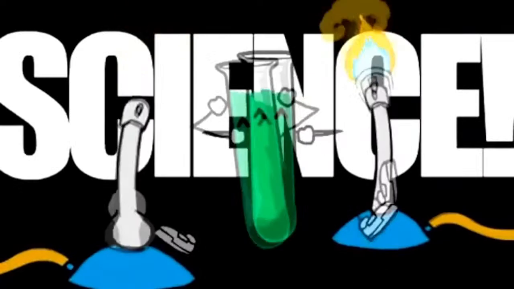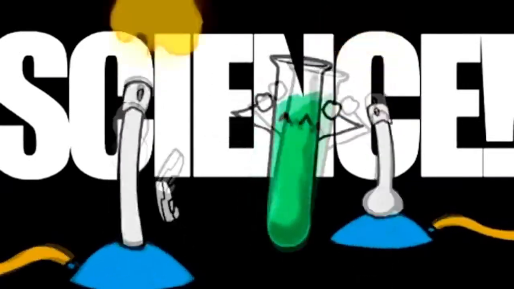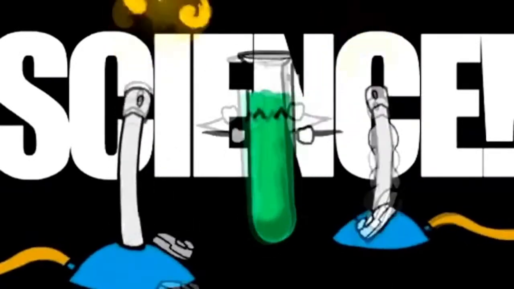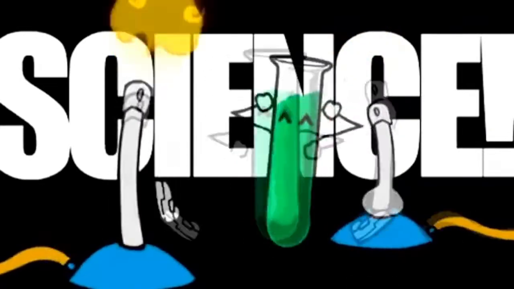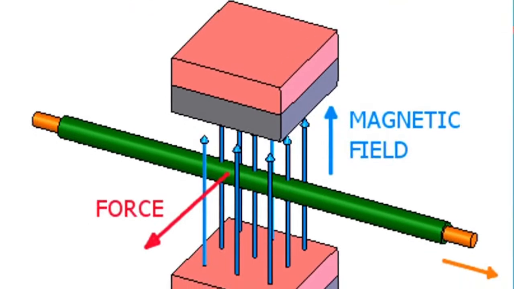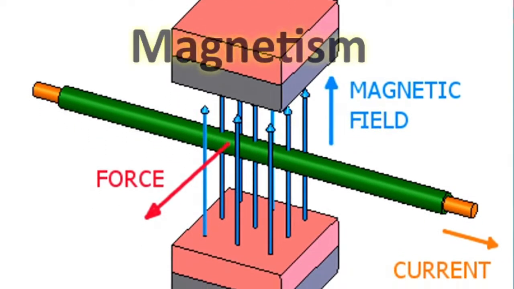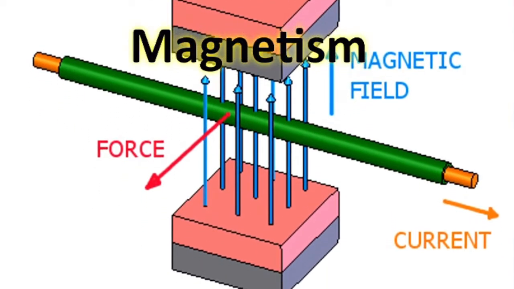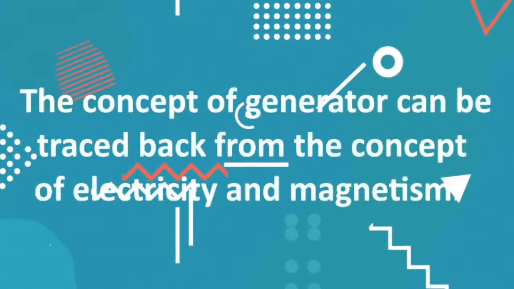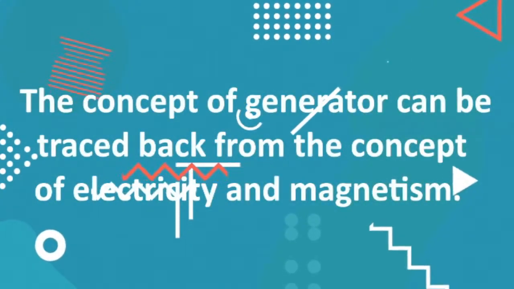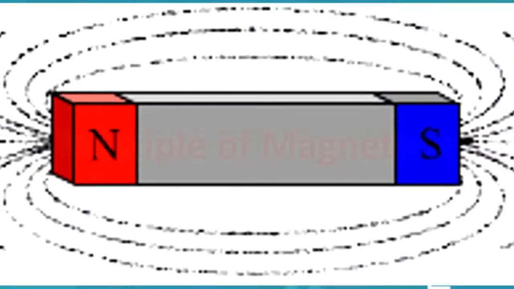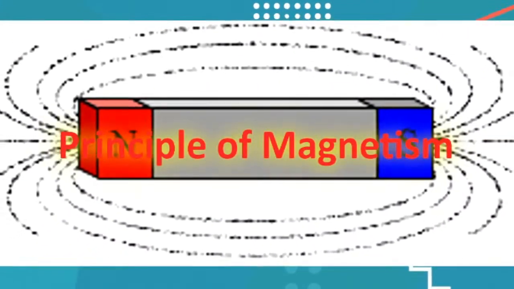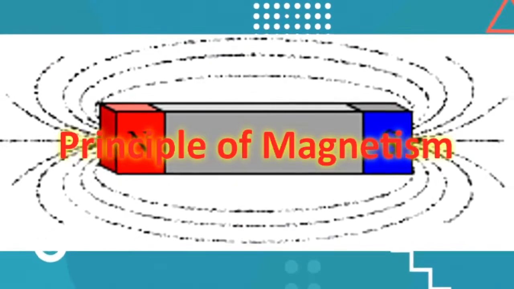You have learned about predicting the qualitative characteristics of lenses, as well as the practical applications of mirrors and lenses. Today, we will explain the basic principles of magnetism. The concept of generator can be traced back from the concept of electricity and magnetism. For today's episode, we will focus on the principle of magnetism.